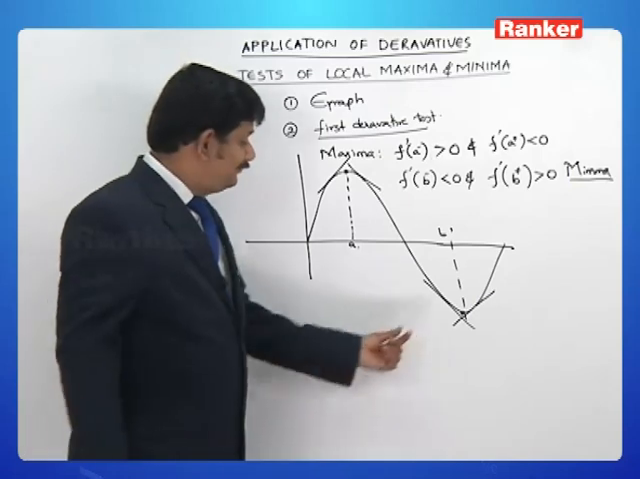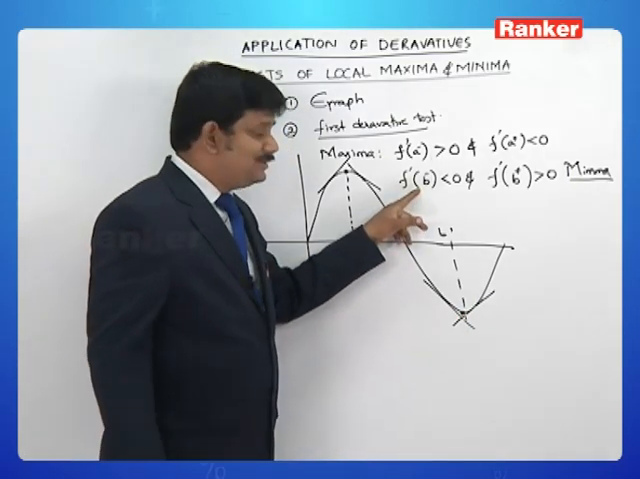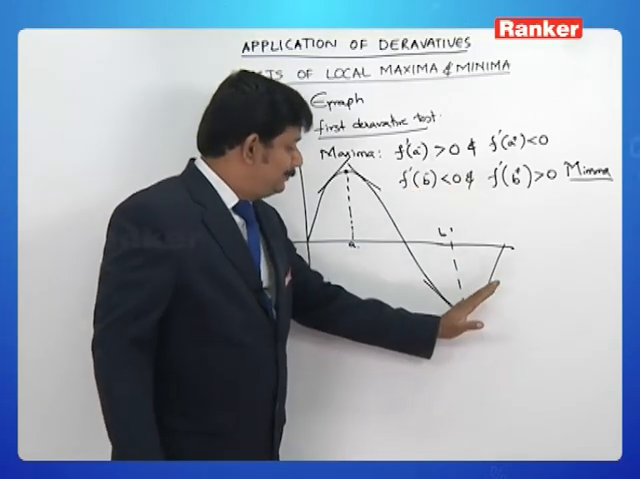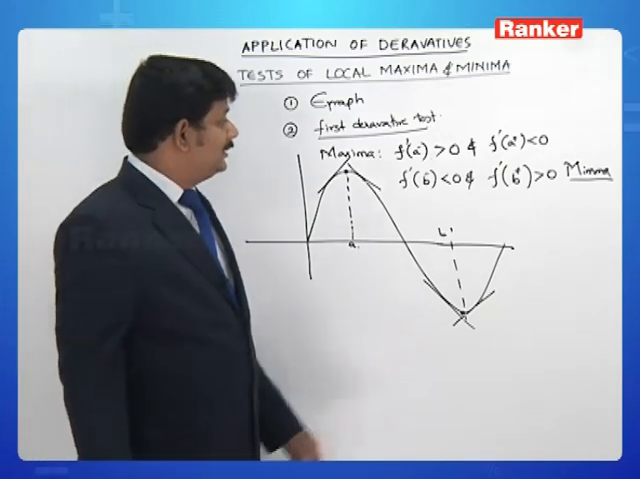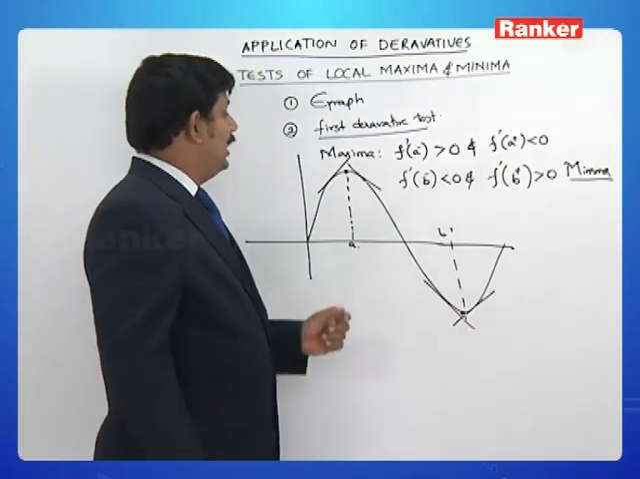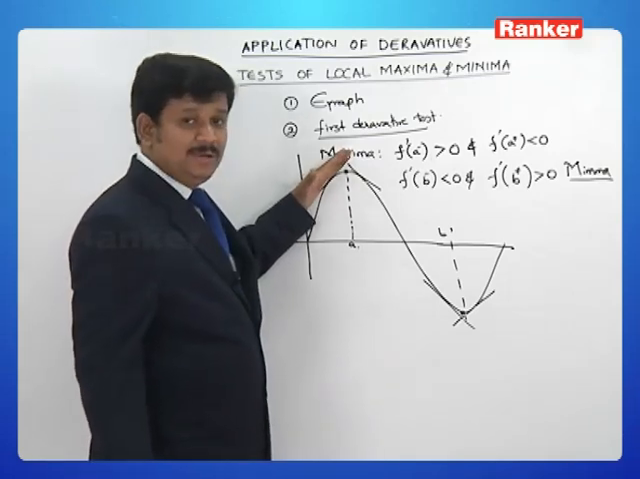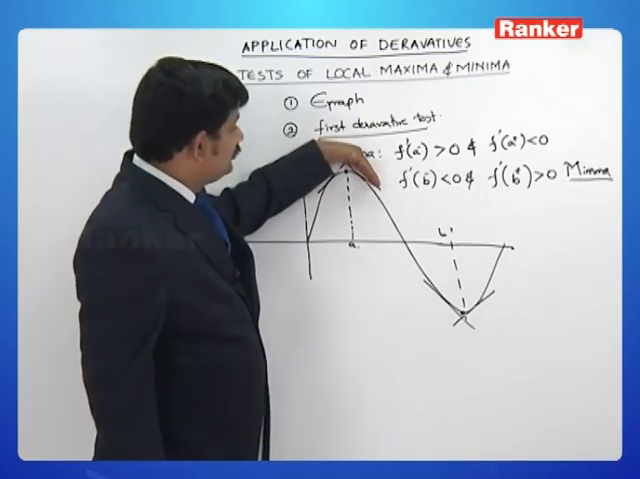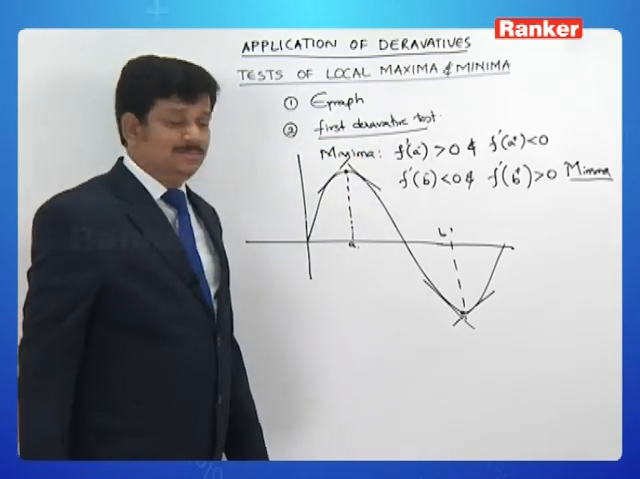So, in case of a local minima, f dash of B minus would come out to be less than 0, and f dash of B plus, that is the derivative to the right, will come out to be greater than 0. In that case, we say it is a local minima. And in case the derivative to the left, f dash of A minus, is positive, and the derivative to the right is negative, that is a case of local maxima.